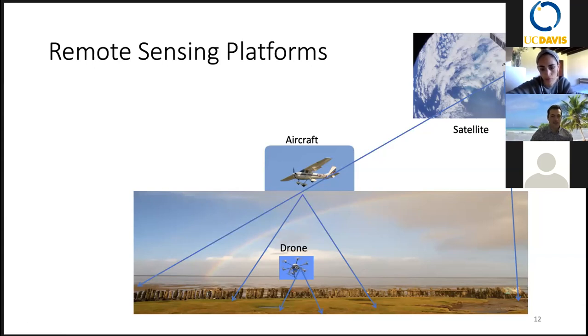Specialty crops, unlike row crops, are usually in smaller blocks, maybe about 40-acre blocks. So a drone would be a very good option for a specialty crop. But for row crops where the acreage can go over 100 or 200 acres for one block, satellite or aircraft might be a better option.